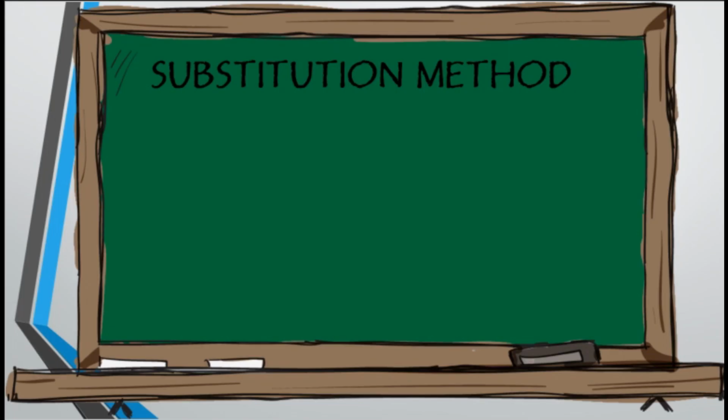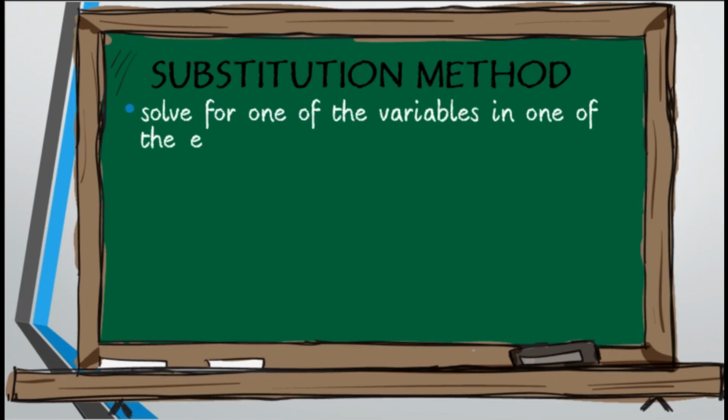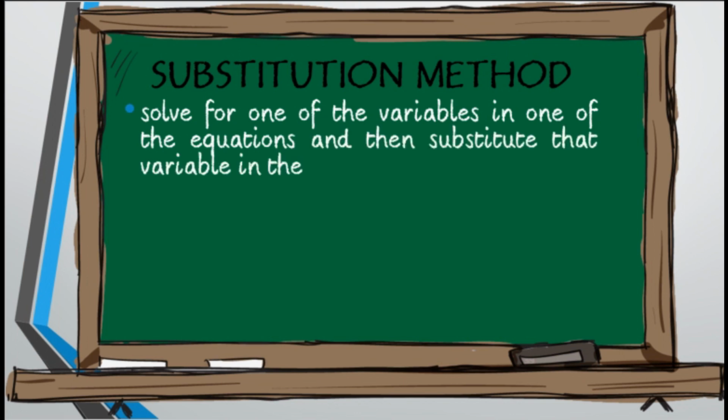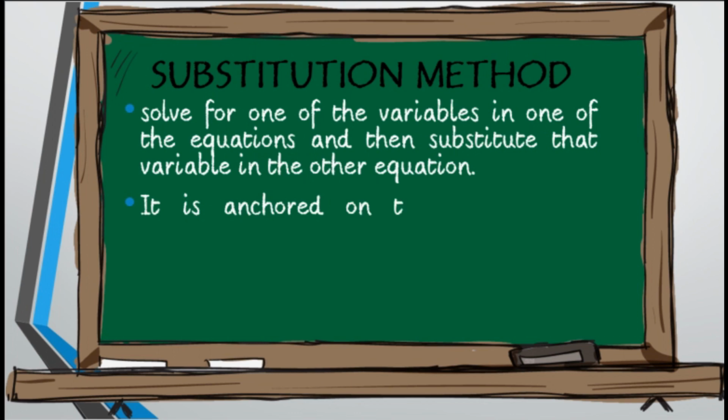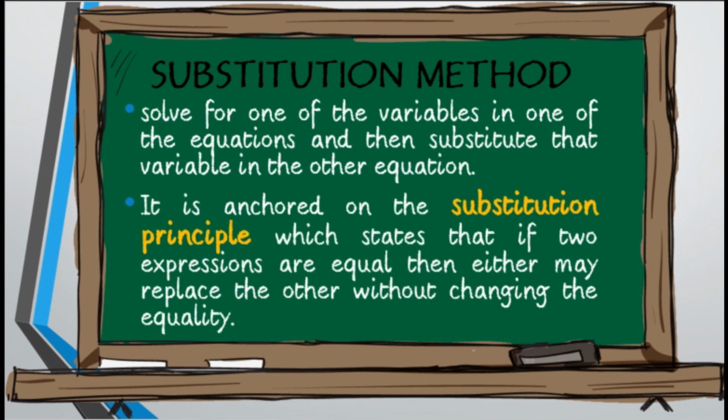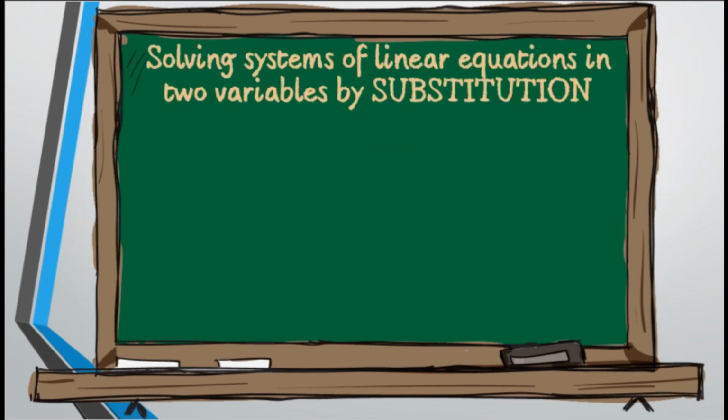First, the substitution method. Substitution method is solving for one of the variables in one of the equations and then substitute that variable in the other equation. It is anchored on the substitution principle, which states that if two expressions are equal, then either may replace the other without changing the equality. We follow these steps when solving a system of equations in x and y using the substitution method.